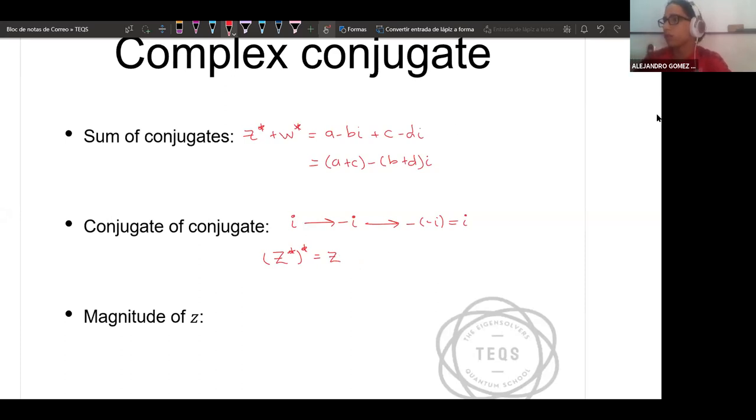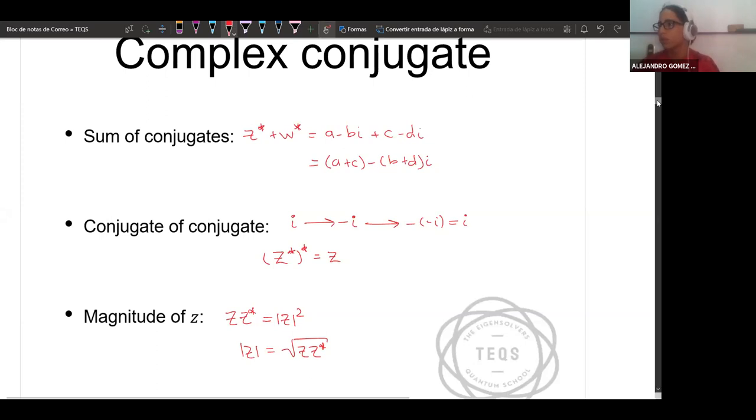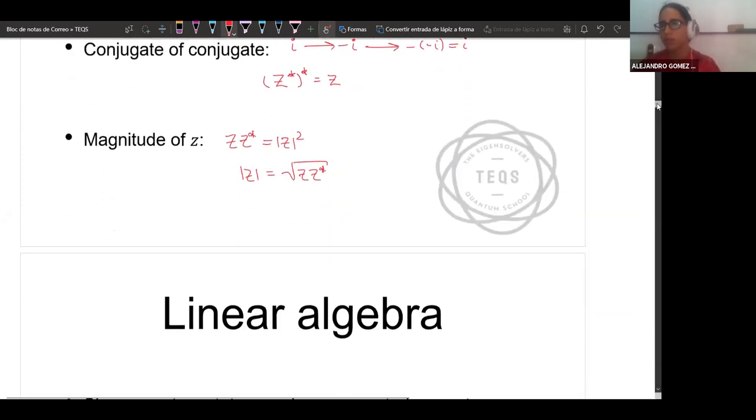Fine. Now the magnitude of a complex number, as I showed you above in the previous slide, can be computed in terms of the conjugate, because we had this relation. This was the magnitude squared. So if we want to compute the magnitude, we just have to take the square root of that. That's one of the important things of the conjugates.